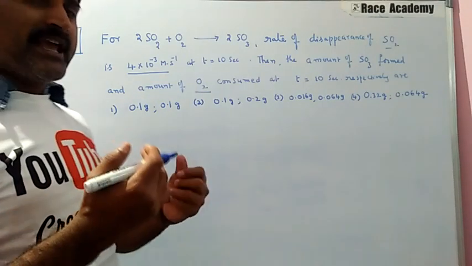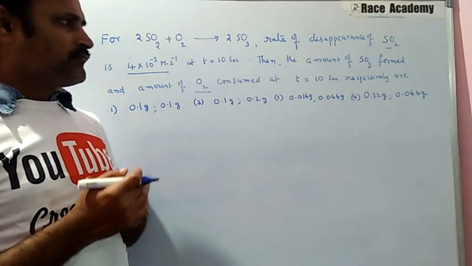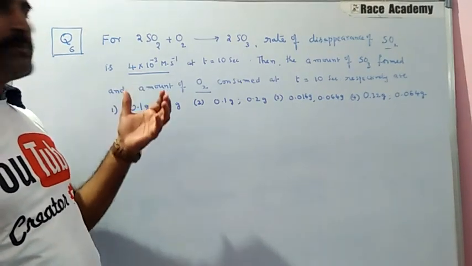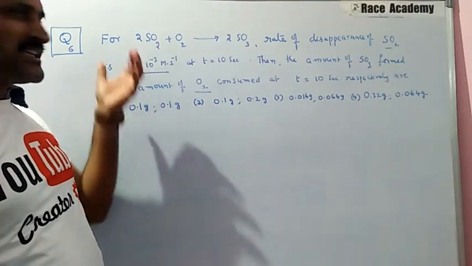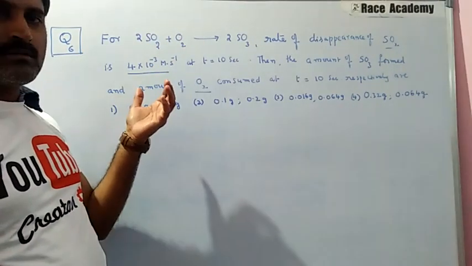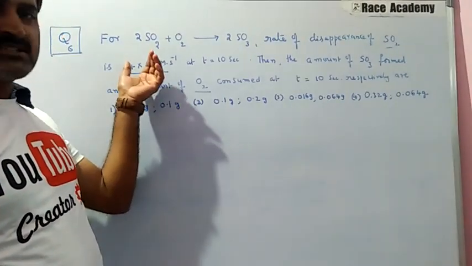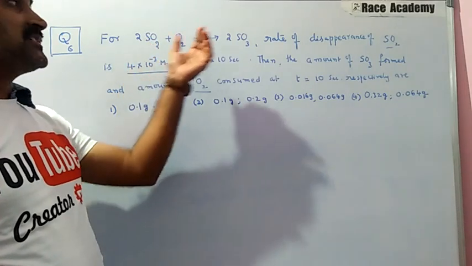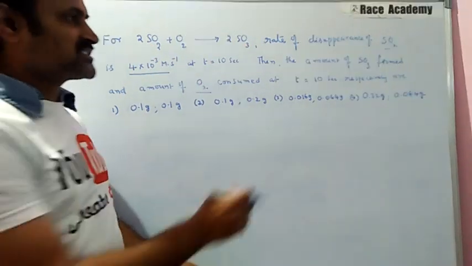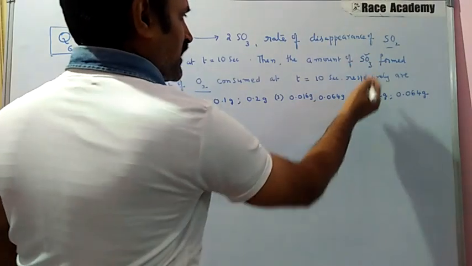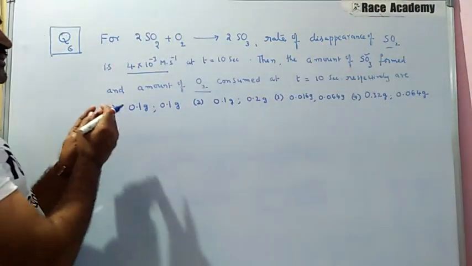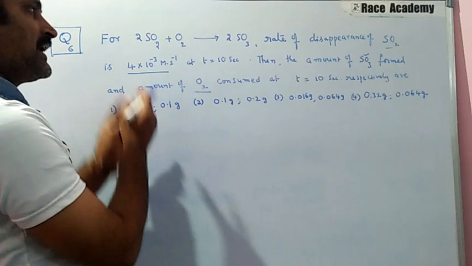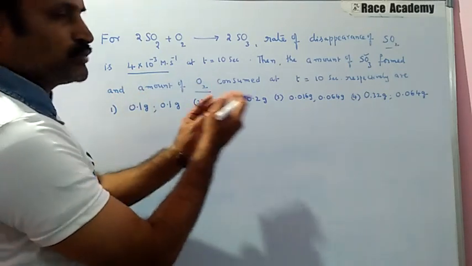It means the aim of this problem is, first of all, you have to give a relation between SO2 disappearance and oxygen disappearance, as well as SO2 disappearance with SO3 appearance. So first, for SO3, we will compare the SO3-SO2 equation, and later we will compare the SO2-O2 equation.